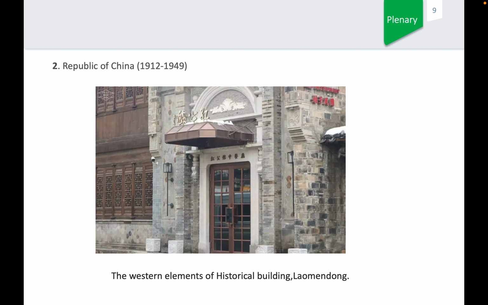The second morphological period is the Republic of China. During this period, China entered into the semi-colonial period, and many Western elements entered China. Nanjing was the capital of this period, and the urban environment was influenced by political and social factors of this period. The architectural typology shows a shift from the replication of Western architectural elements to a combination of Chinese historical and Western architectural elements, meaning buildings in Laomendong have elements of this period.